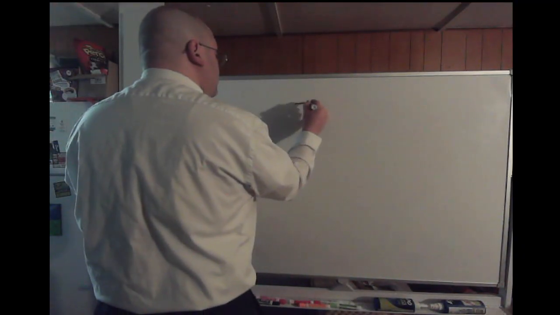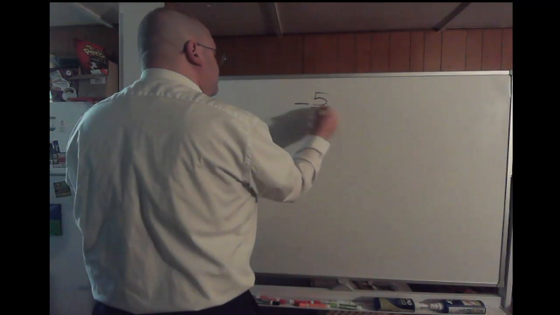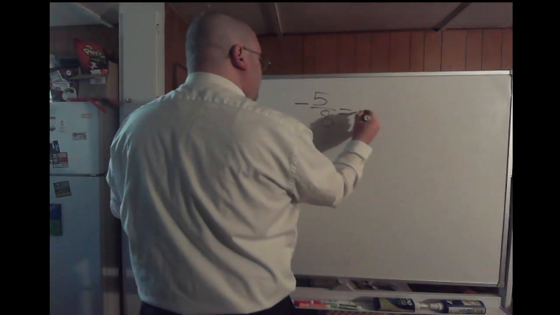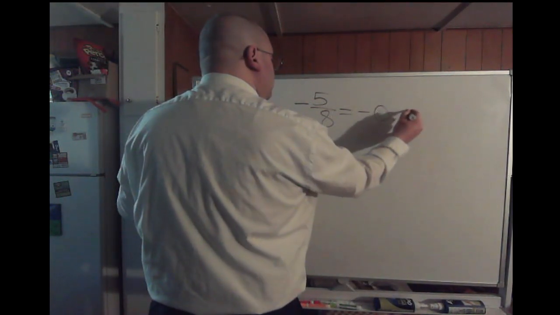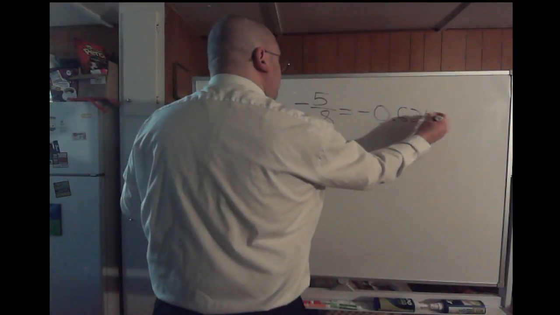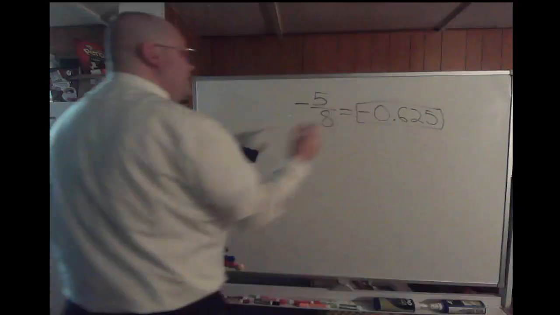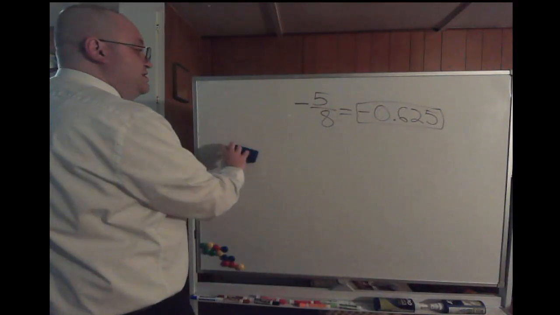We have negative 5/8, which I know if we punch in the calculator, we're going to get negative 0.625. So you would get negative 0.625 for negative 5/8.